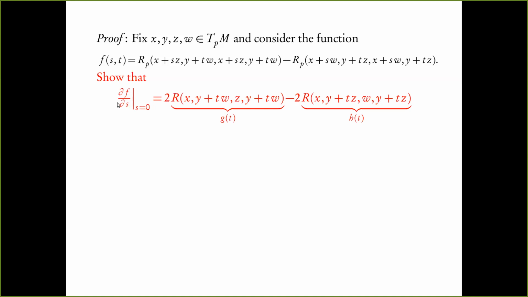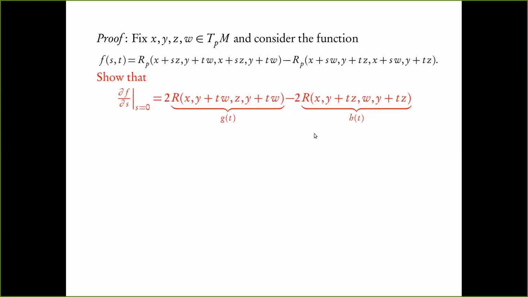And I leave it as an exercise. You can simply expand this, use the linearity of r in all the 4 slots, and show that the partial of f with respect to s is twice this Riemann curvature minus twice this Riemann curvature. So these 2 Riemann curvatures can be deduced from f, which can be deduced from the sectional curvatures. But these 2 Riemann curvatures are not sectional curvatures themselves, because it's x, y plus tw, z, y plus tw. So this is not a sectional curvature, and neither is h of t.